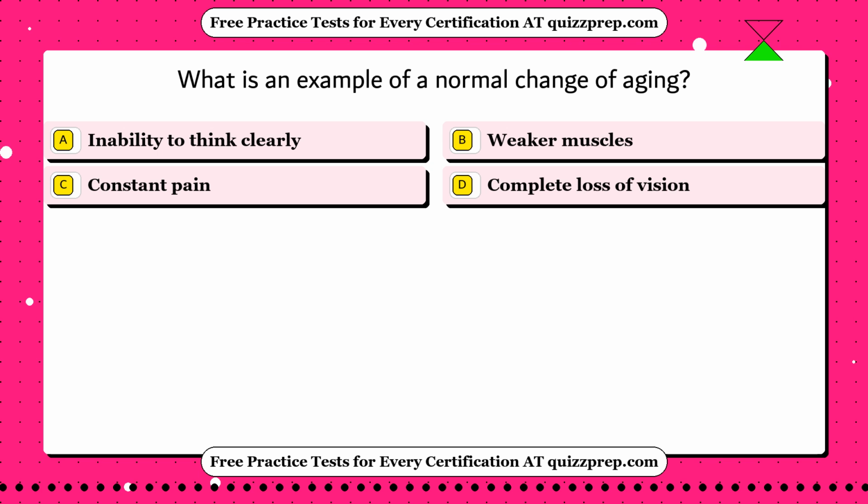Question 30. What is an example of a normal change of aging? Option A, inability to think clearly. Option B, weaker muscles. Option C, constant pain. Option D, complete loss of vision.